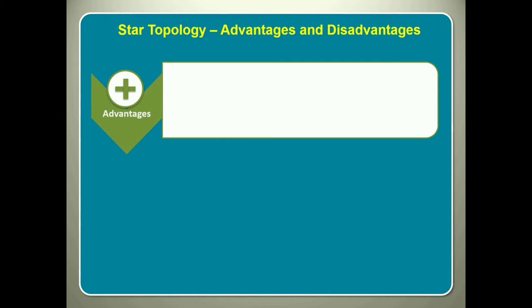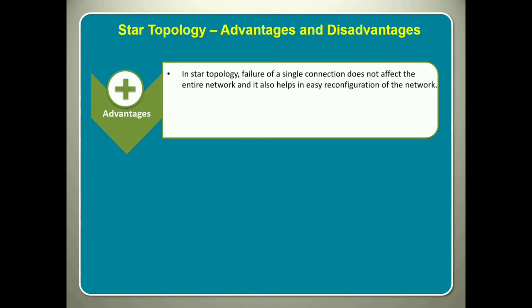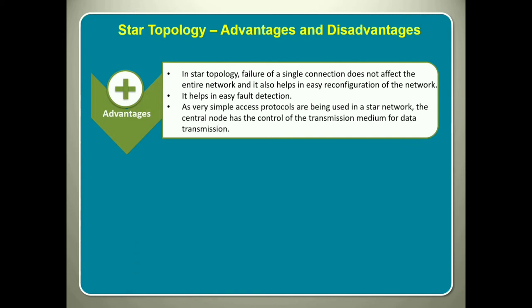Advantages of star topology are: in star topology, failure of a single connection does not affect the entire network, and it also helps in easy reconfiguration of the network. It helps in easy fault detection. As very simple access protocols are used in a star network, the central node has control of the transmission medium for data transmission.